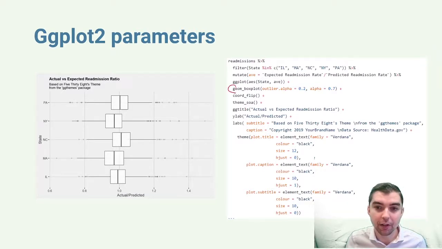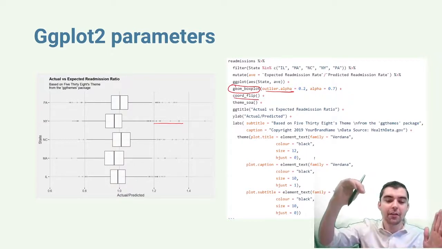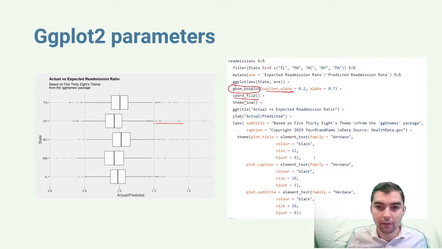So here it creates the box plot. This outlier alpha adjusts the color of these points here. This coordinate flip is flipping the whole graph 90 degrees. This ggtitle changes the title here. Of course, ylabs is actually on the x-axis because I flipped the graph. And then these subtitle and captions is this commentary here that goes under the title.